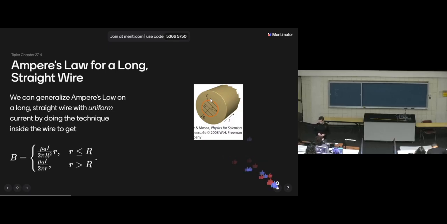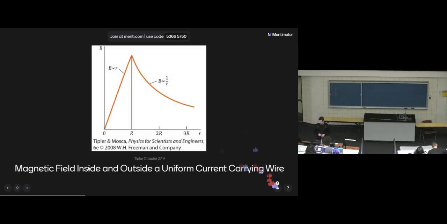It's saying outside the whole wire. Yeah, this is outside the whole wire. And so you get something that looks like this right here, where the magnetic field is going to increase linearly with radius until you leave the wire, and then it's going to drop off as 1 over r.